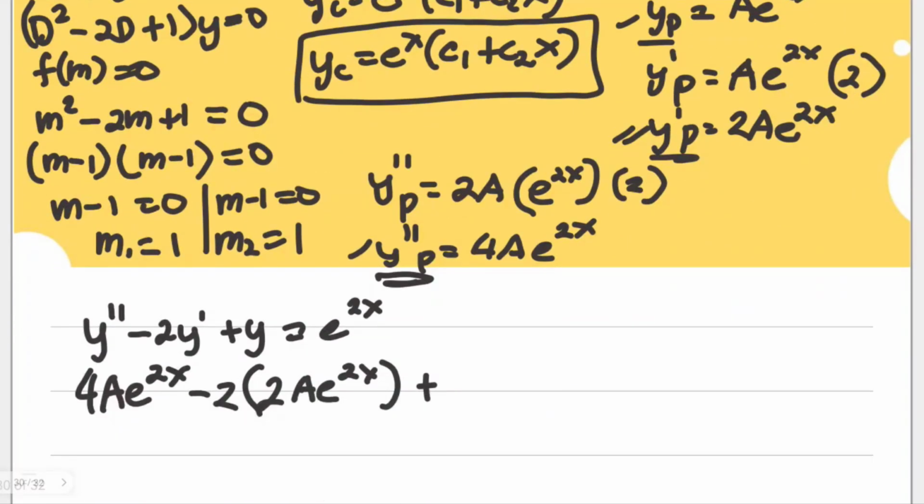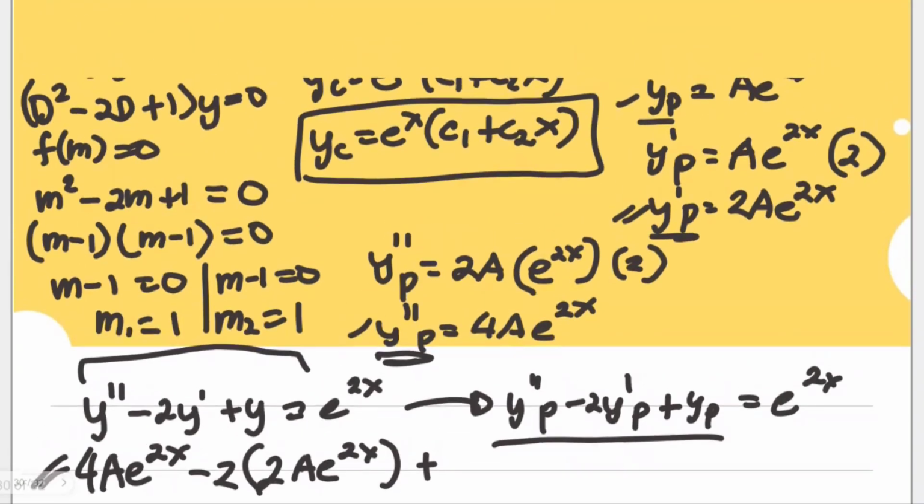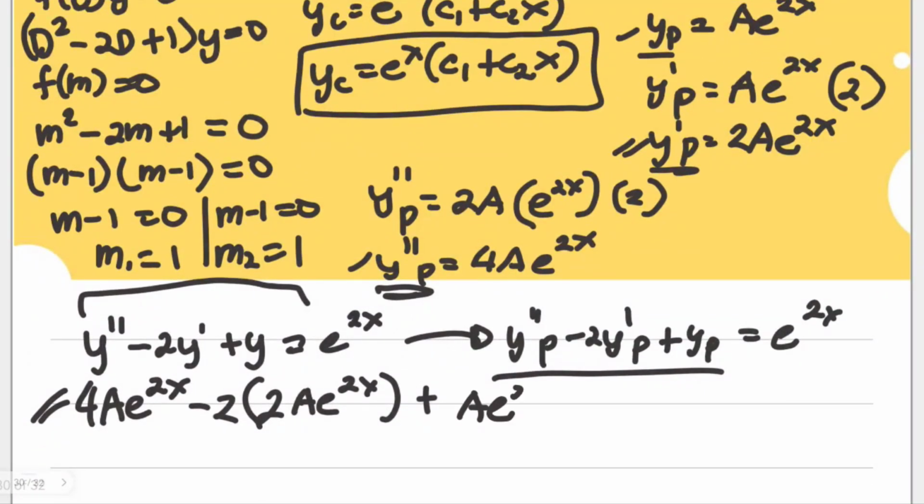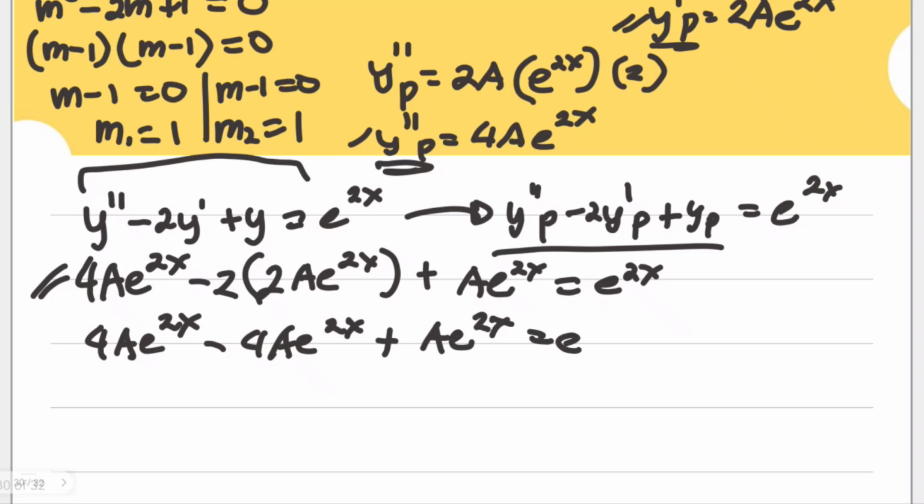Of course, we still have one more step here. It will be like this as we substitute y sub p for all the y's here. That's why we have this. Okay, so plus your y sub p, which is a e to the power of 2x. These are all equal to e to the power of 2x. Okay, so combining them, 4a e to the power of 2x minus 4a e to the power of 2x plus a e to the power of 2x is equal to e to the power of 2x.